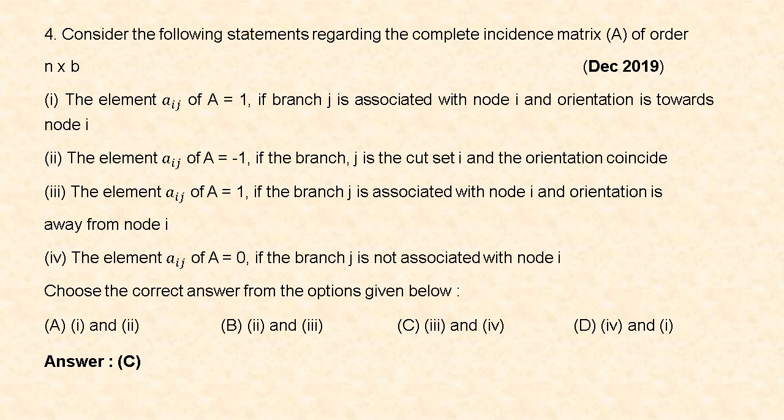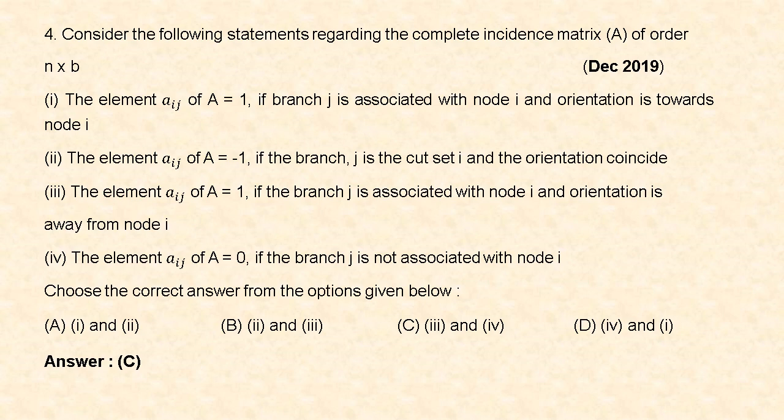Third one, the element Aij of matrix A is equal to 1 if the branch j is associated with node i, orientation is away from node i. Fourth one, the element Aij of A is equal to 0 if the branch j is not associated with node i. Choose the correct answer from the options given below. Option A 1 and 2, option B 2 and 3, option C 3 and 4, option D 4 and 1.